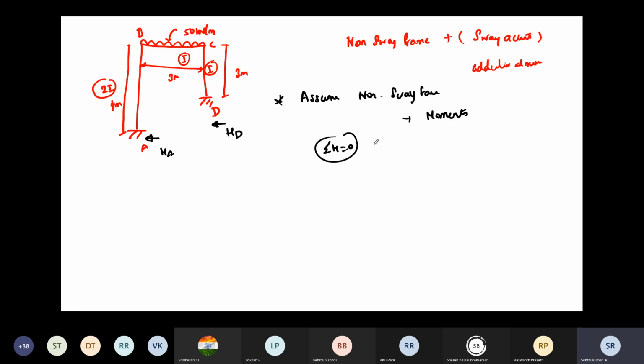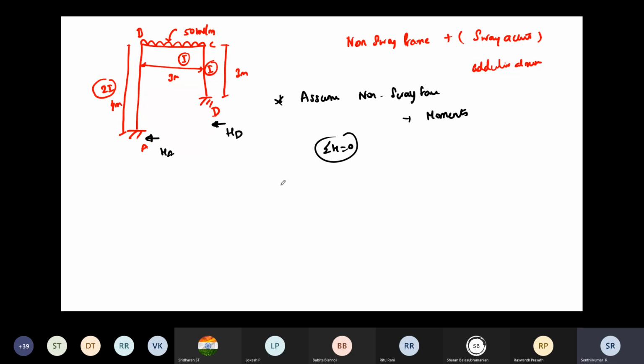That should be followed, right? So whatever the case, it is a sway frame, but we are considering it as a non-sway frame, so surely the summation of H won't be equal to 0. Some unbalanced horizontal force will be there. That force is only preventing the sway action because we are assuming the sway frame as a non-sway frame. So first you assume a non-sway frame and find the moment. That is one case.